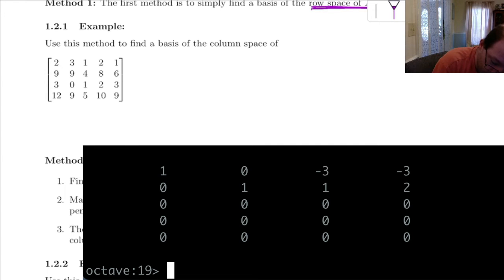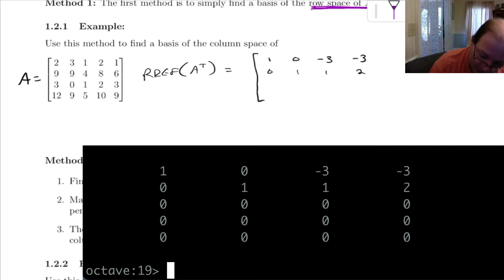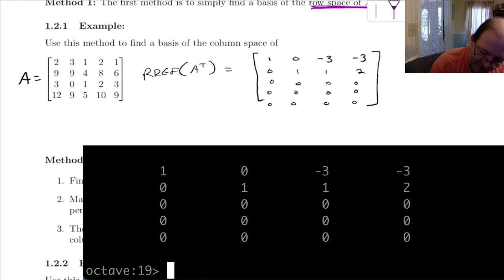So let's see, that's over here. I'm going to say this is A, and A transpose, when we take the RREF, that top row becomes 1, 0, -3, -3, 0, 1, 1, 2, and then 3 rows of zeros. So what it did, it went through and it sort of sifted out all the rows of the transpose that were linear combinations of the other, and it just leaves us with those.